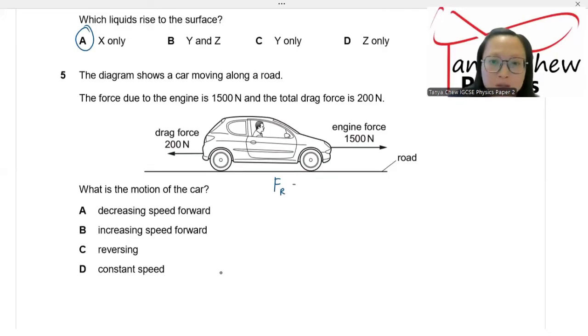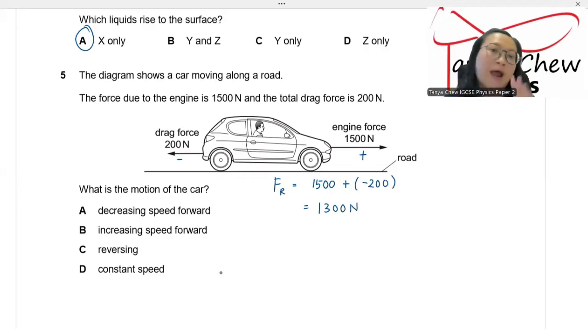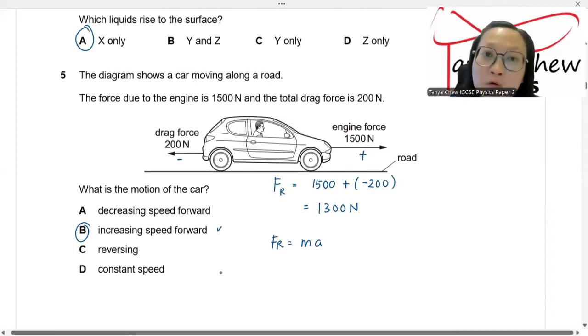R means resultant. Since force is a vector quantity, I will consider the forward force as positive and the backward force as negative. So 1,500 plus negative 200 Newton. I get 1,300 Newton as my resultant force. And do you know one more thing? If we have a resultant force, we always have acceleration. So this car is accelerating with a resultant force of 1,300 Newton applied on the car. That is why the motion of the car must be increasing speed in the forward direction. Why forward? Because the engine force is larger than the drag force. That is why the car is moving forward.